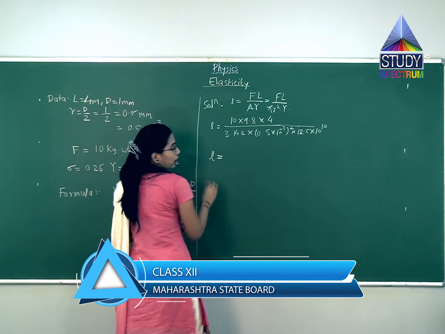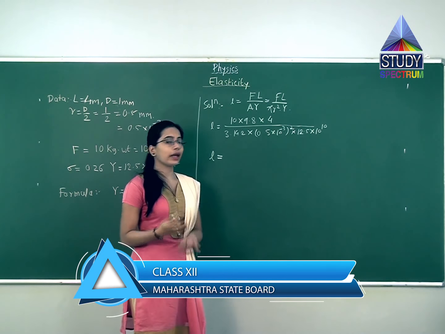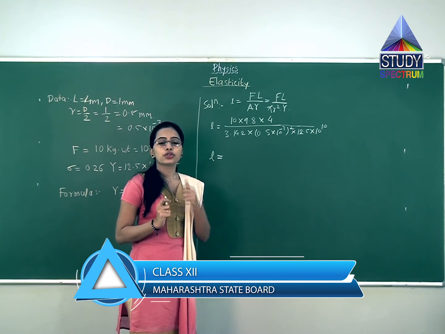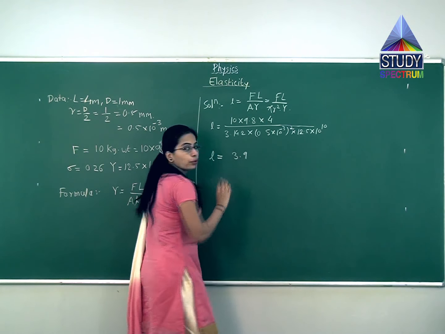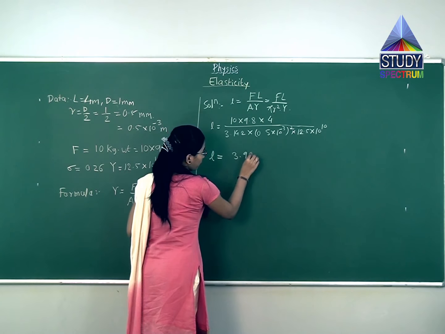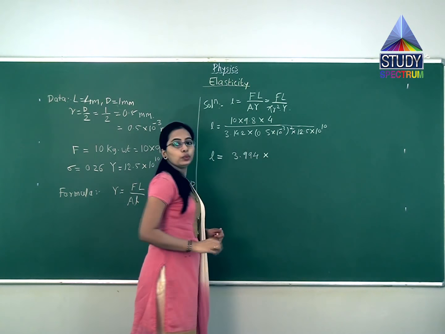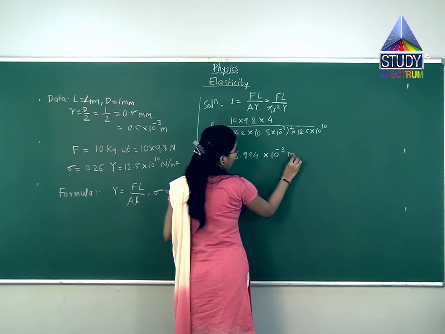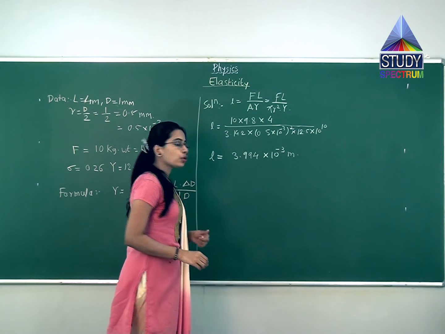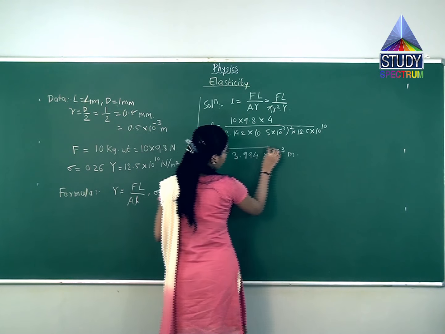So let us calculate this. You can calculate this using a log table. So after calculating, you will get the value of small l as 3.994 into 10 raised to minus 3 meter. So this is your first answer. Box this.